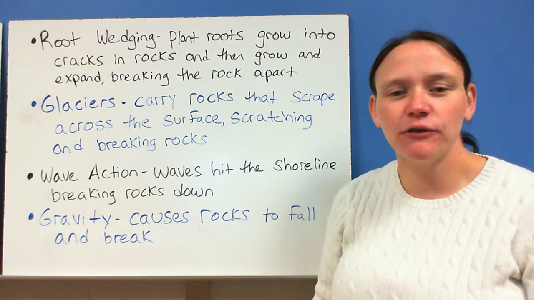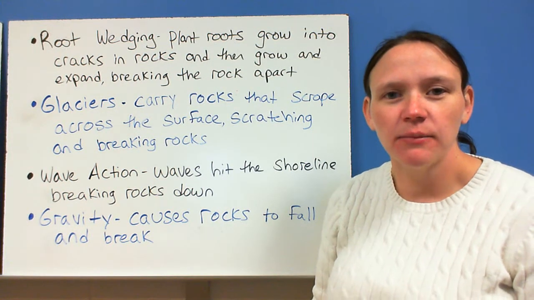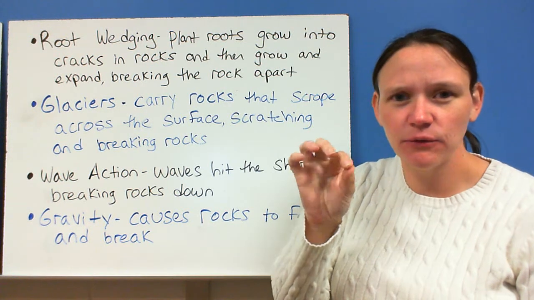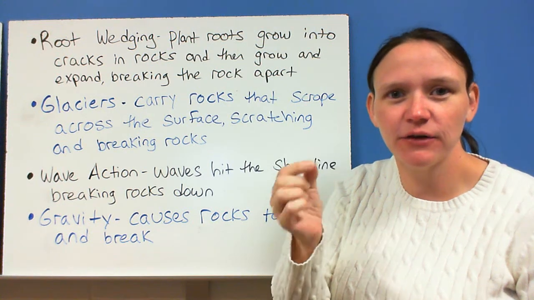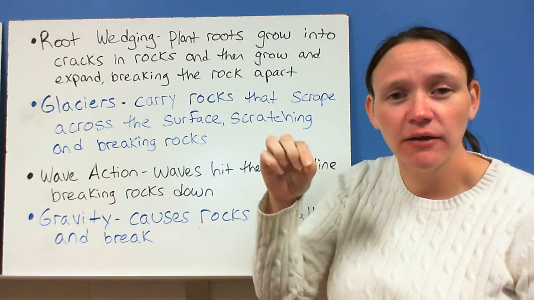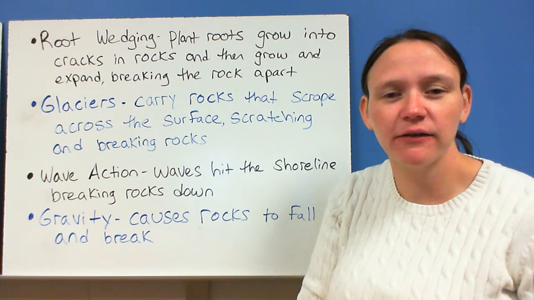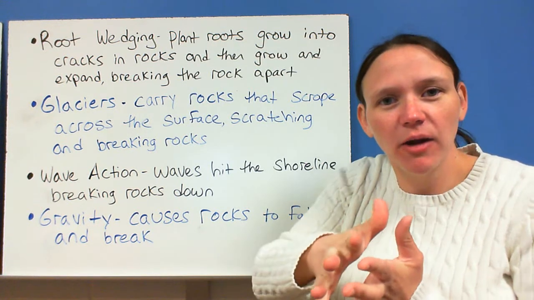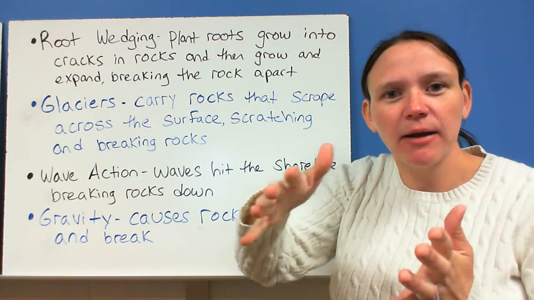Something kind of similar to that is root wedging, where a plant may start out very, very tiny, and the roots are like the size of a strand of hair. They'll start growing into tiny little cracks in the rock, and as the plant grows, it gets stronger and bigger, and it will actually break apart the rock.